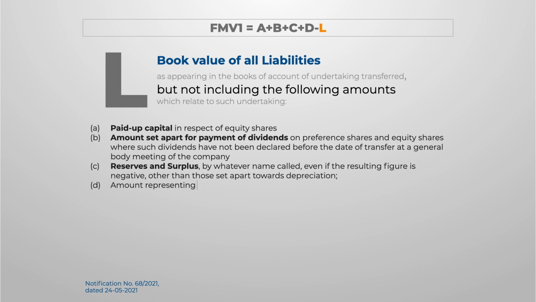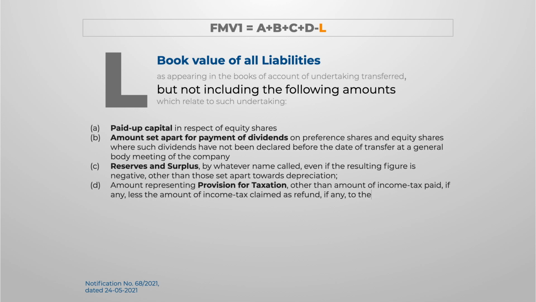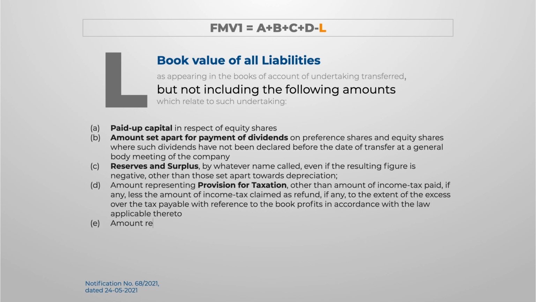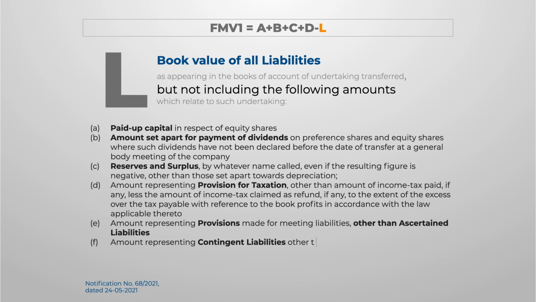D. Amount representing provision for taxation, other than amount of income tax paid, if any, less the amount of income tax claimed as refund, if any, to the extent of the excess over the tax payable with reference to the book profits in accordance with the law applicable thereto. E. Amount representing provisions made for meeting liabilities, other than ascertained liabilities. F. Amount representing contingent liabilities other than arrears of dividends payable in respect of cumulative preference shares.